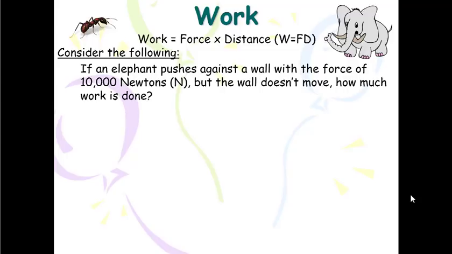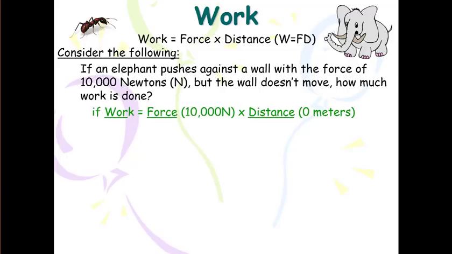So let's plug this into the formula. If work equals force, which in this case is 10,000 newtons, times distance, which in this case is 0, then we've got 10,000 newtons times 0. Anything times 0 is 0, right? So we have 0 units of work. 10,000 newtons of force, a lot of force, but no work because there's no distance.